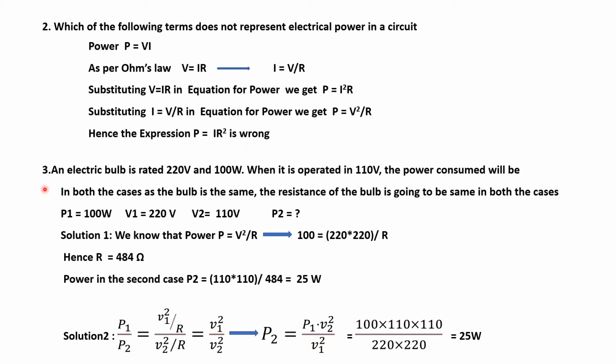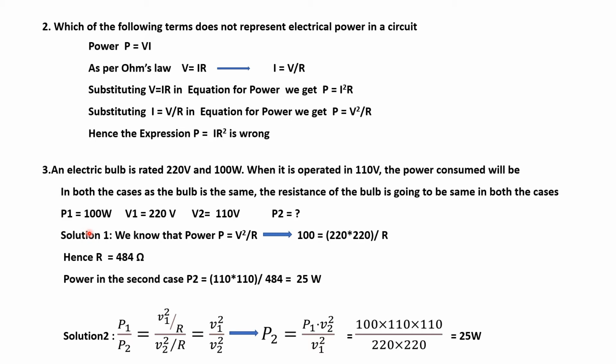Question number 3. An electric bulb is rated 220 volt and 100 watts. So the power consumed by this electric bulb at 220 volt is 100 watts. When the same bulb is operated in 110 volt, the power consumed will be. So we need to find the power consumed when the same bulb is operated in 110 volt. So let us take the power to be P1 when it is operated in 220 volt. So P1 is equal to, this is the first case.